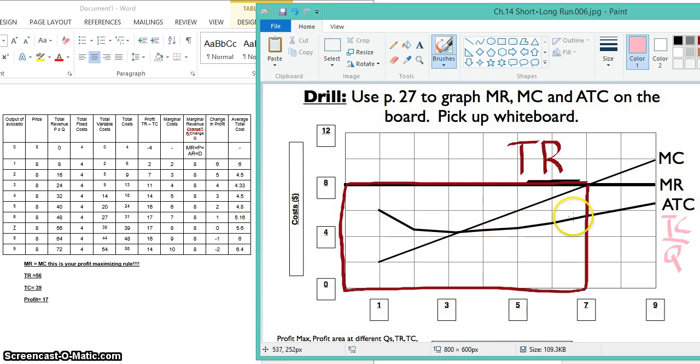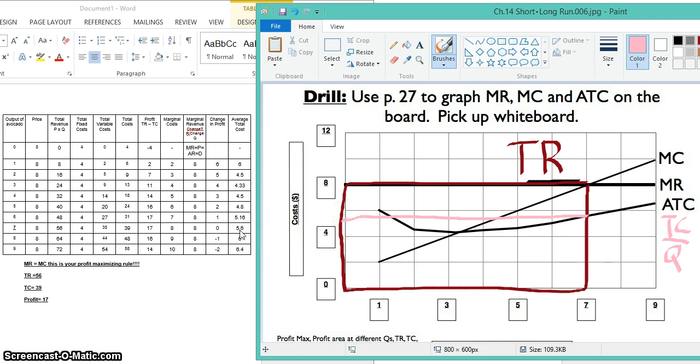Let's take a look and see if that matches up with our graph. So I'm at 7. I'm on my ATC curve. Let's see if it's 5.6. Like that? That looks like it's 5.6-ish. All right? So that's 5.6.